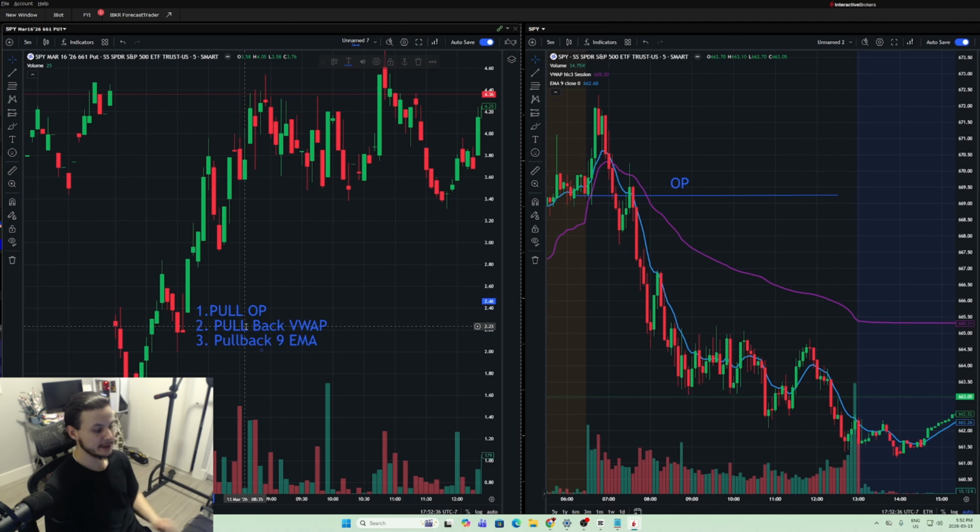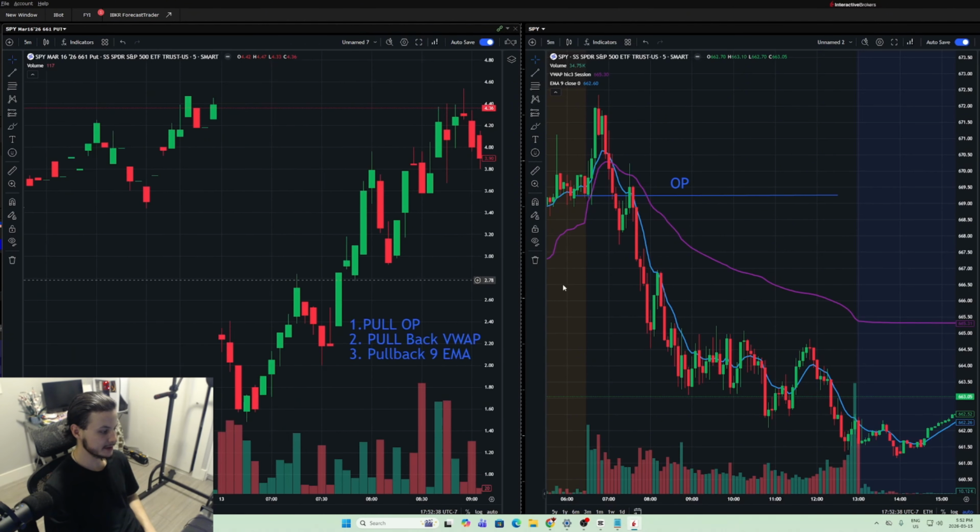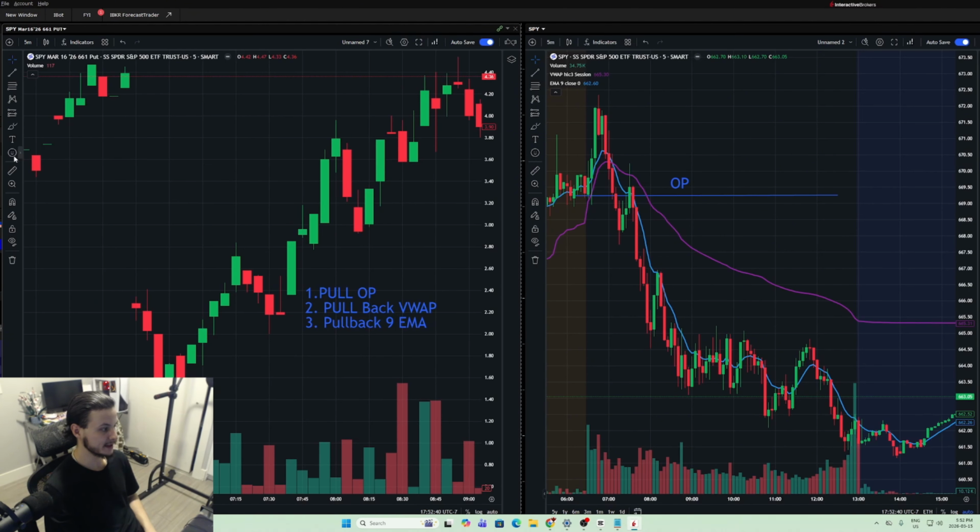These are three confirmations right here that what we have is a perfect setup in this position. Anywhere here would be perfect, setting up a stop loss not too far from it.